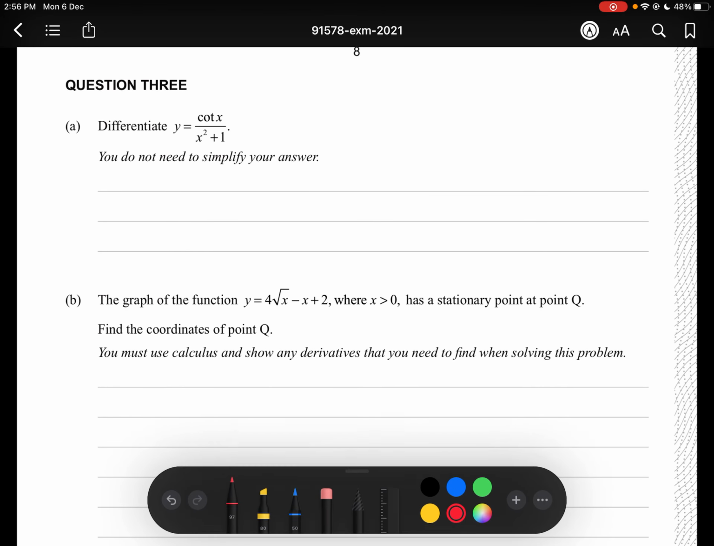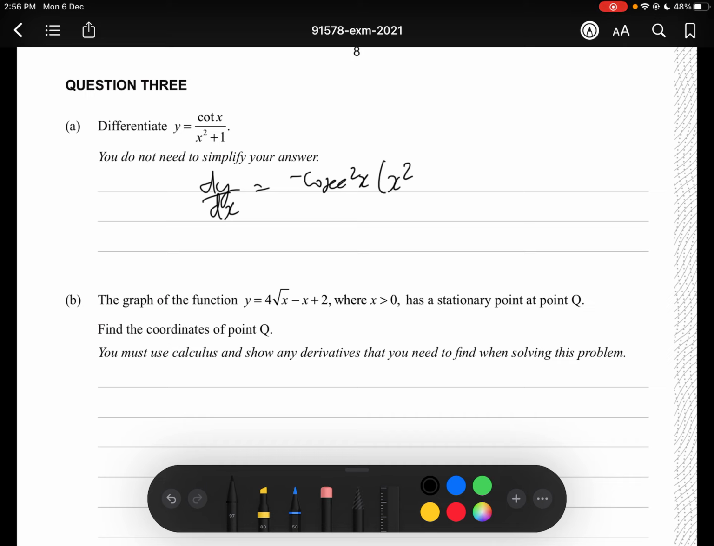Alrighty, question 3. Differentiate y equals cot x over x squared plus 1. In this case, we can just easily use the quotient rule. So dy over dx equals: the derivative of cot is negative cosec squared, multiplied by x squared plus 1, minus 2x times cot x, all over x squared plus 1, squared. We do not need to simplify our answer, so we can just leave it like this, and that is an achieved question there.